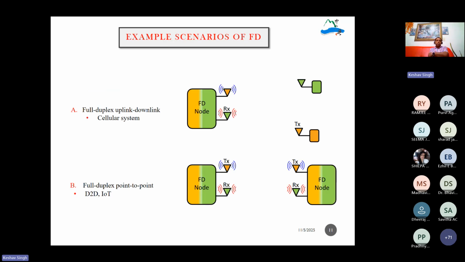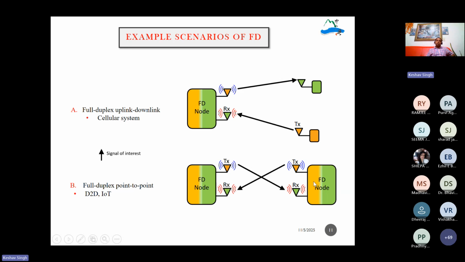So this is an example of a full duplex scenario. Let's say the first one, we have a full duplex uplink and downlink cellular system. Here we can see this is a full duplex node, and we have two different kinds of nodes. One is uplink, another is downlink. They are communicating with this full duplex node. So this could be an IoT node. This one is transmitting, and this one is receiving.